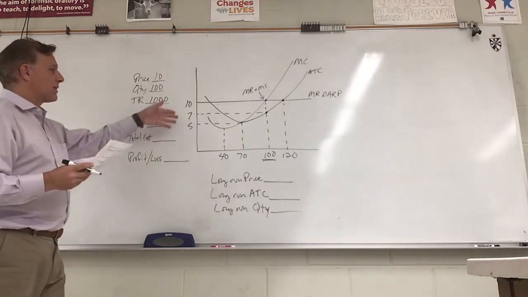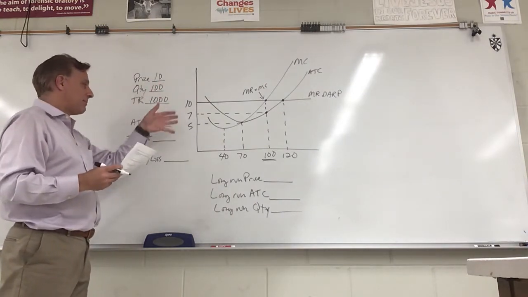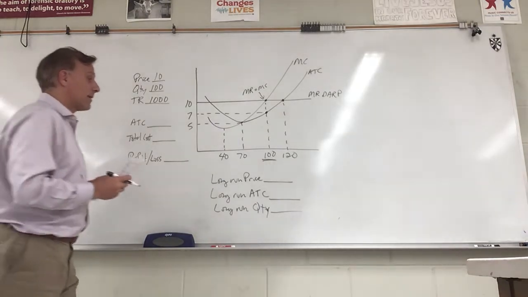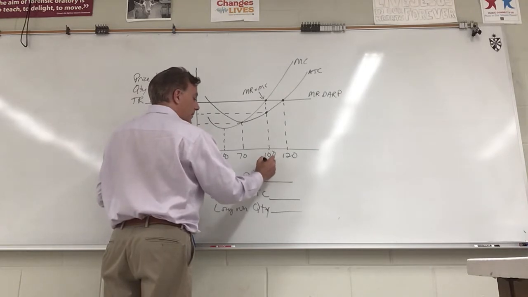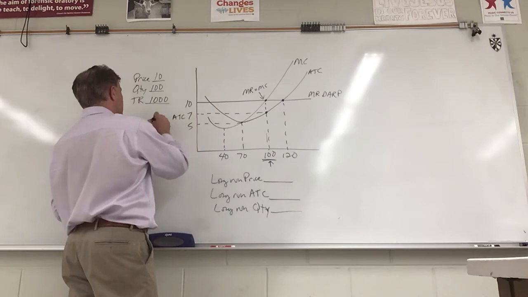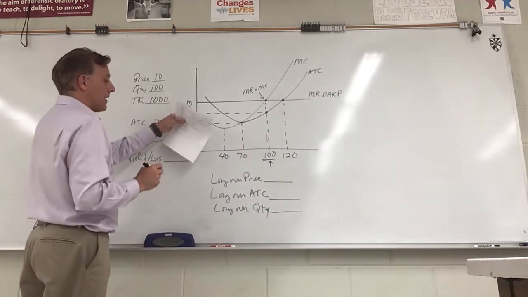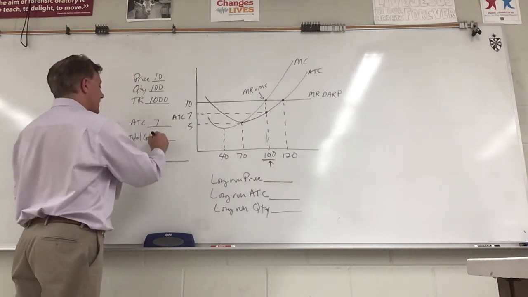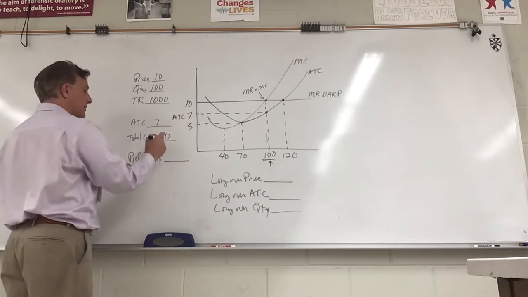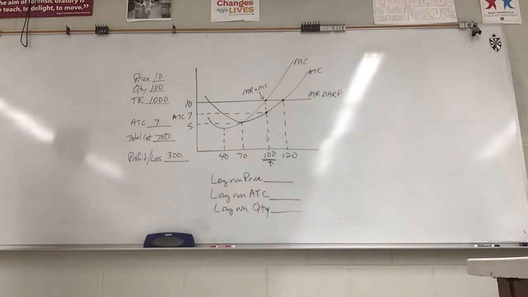All right, my average total cost has to be one of these numbers on the side. We don't multiply anything or have to do any calculation. Just go from my quantity of max profit, go up, there's average total cost, it is 7. My average total cost is 7. My total cost is average total cost times the quantity, or 700, and my profit or loss is total revenue minus total cost, 1,000 minus 700, which is positive 300.